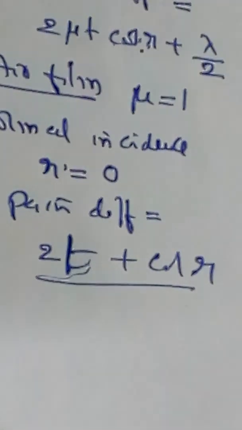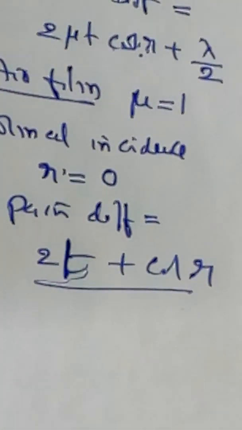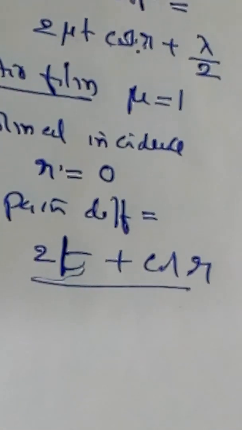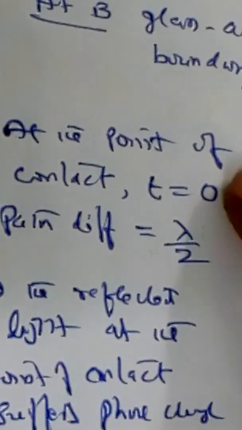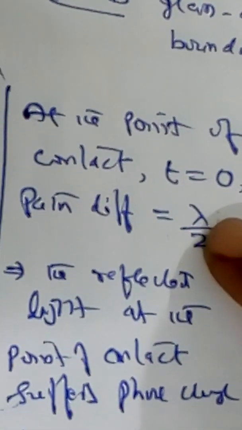So 2t cos r means 2t cos 0, 2t plus cos r. That is the difference. Okay. Now at the point of contact, if you see here or here, the thickness is 0. At the point of contact, thickness is 0, path difference is lambda by 2.